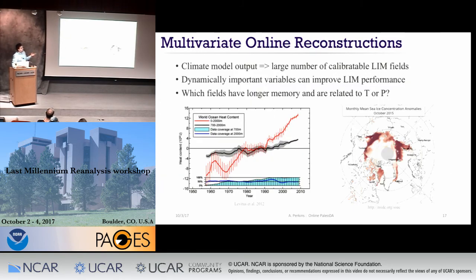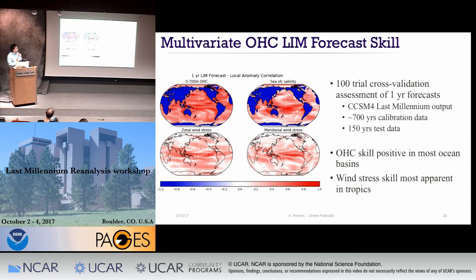So we've done some preliminary predictability experiments with ocean heat content. These are somewhat similar to the experiments in Matt Newman's 2013 paper. Essentially, we take CCSM4 last millennium output, calibrate a LIM on roughly 700 years of that data, randomly pulled out, and then see how well we can use that LIM to forecast CCSM4 data. So how linearly predictable is the natural variability and forced variability in CCSM4?